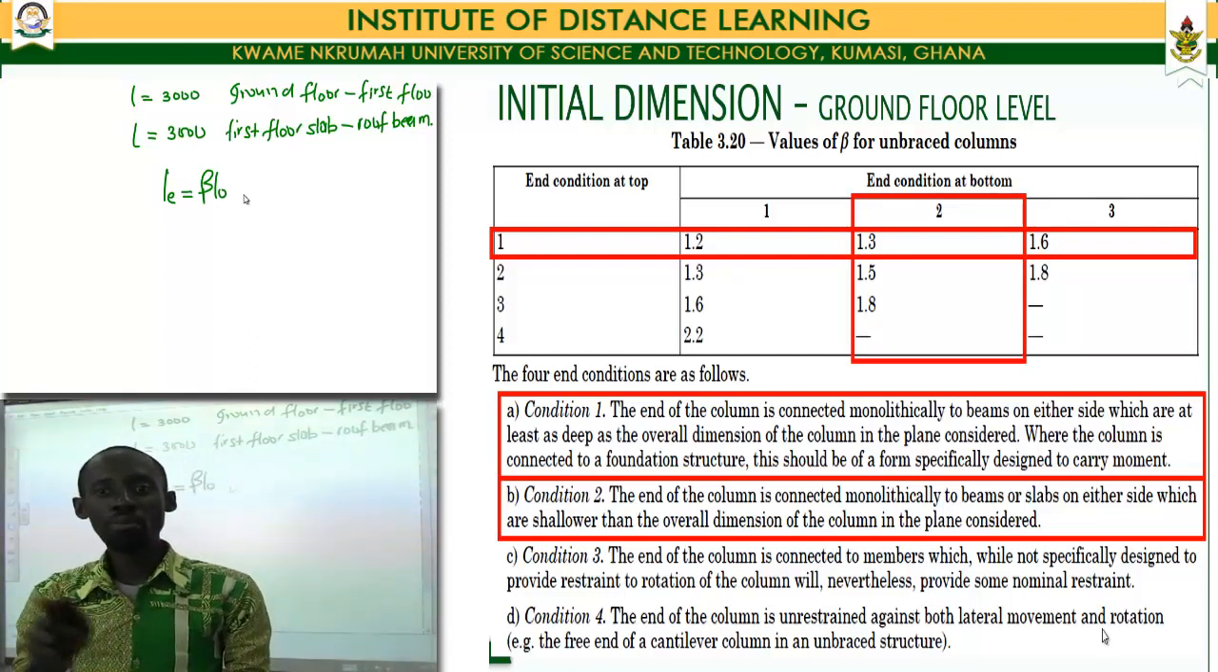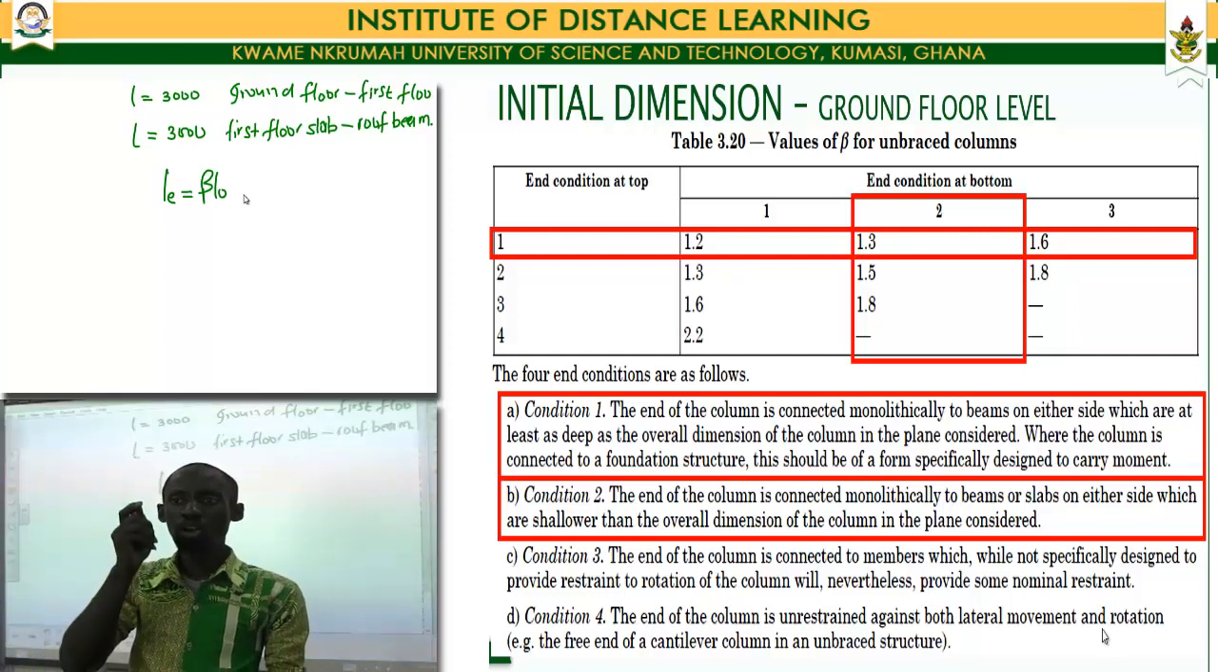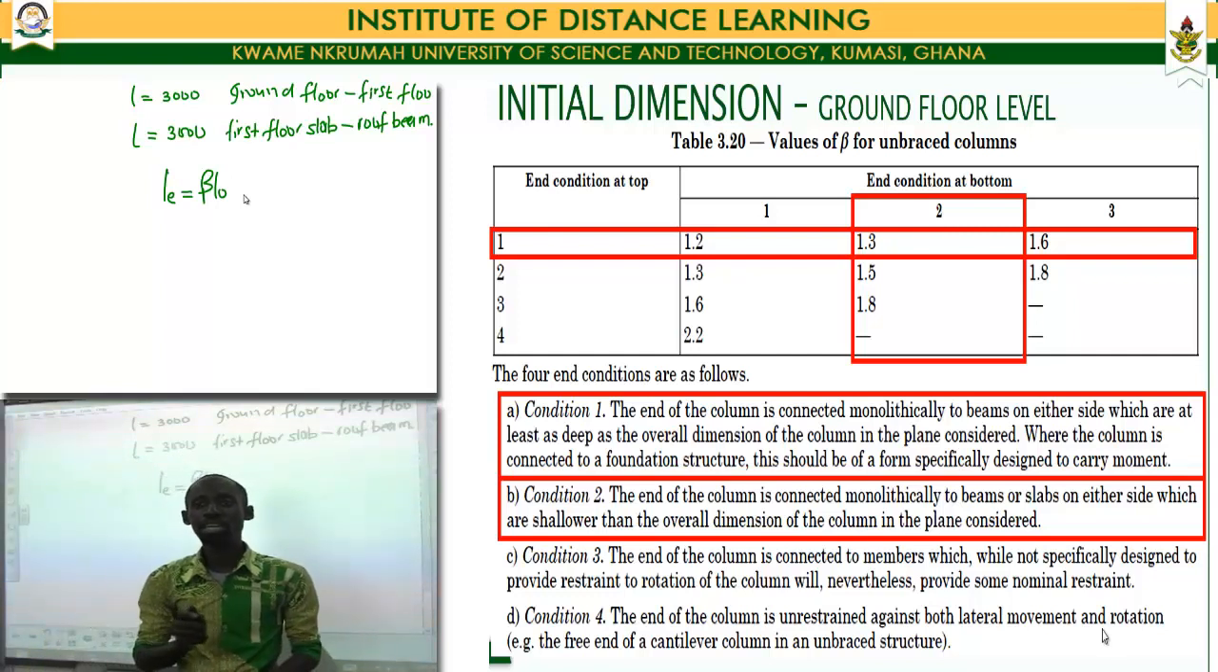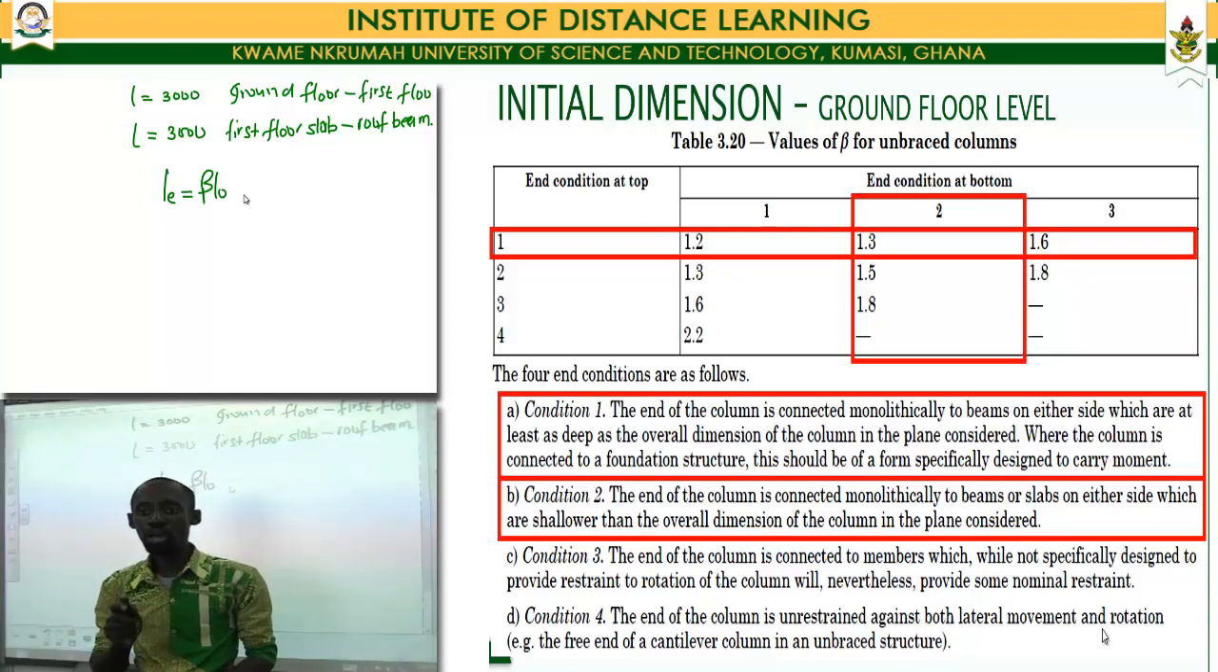Now, reading along row number 1 for end condition at the top and column number 2 for end condition at the bottom gives me a beta value of 1.3.